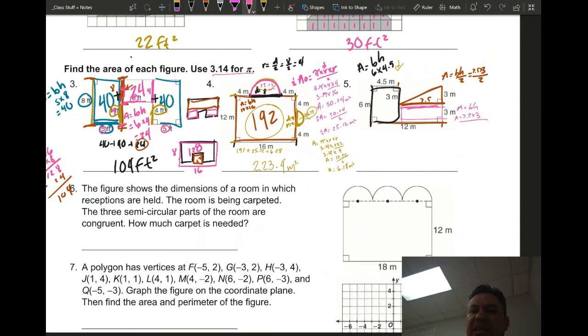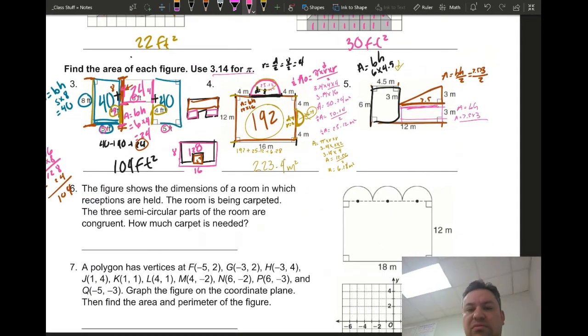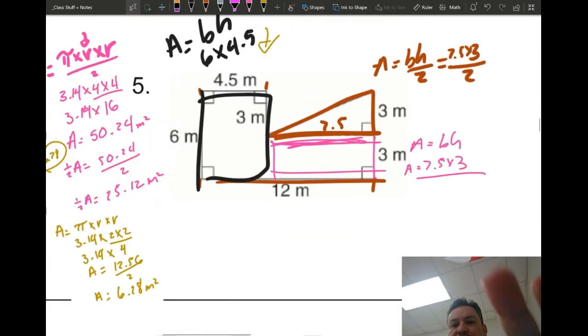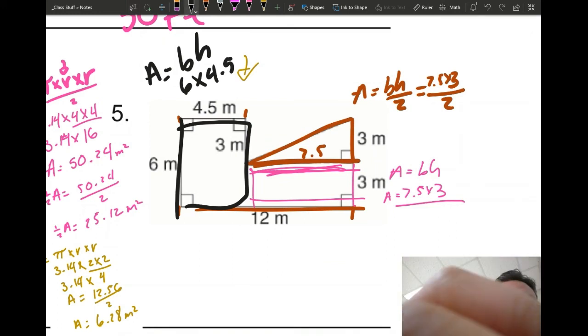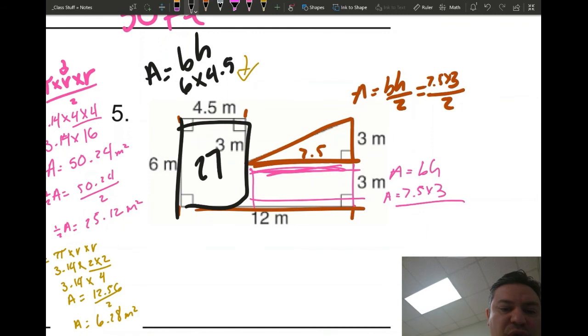Let's go ahead and finish it up just for the sake of it. I did it a little faster, and that's fine because you need to get used to finding everything a little fast. I'm going to find the black one first. 6 times 4.5, you get 27. So the area for this is 27.